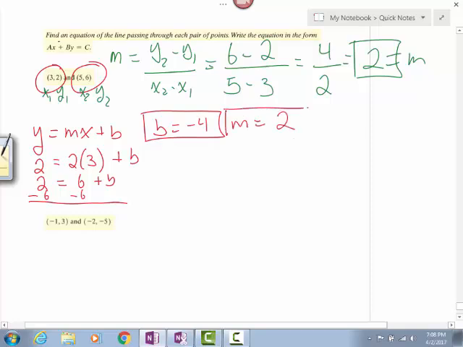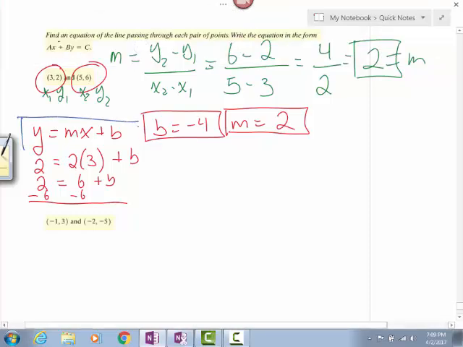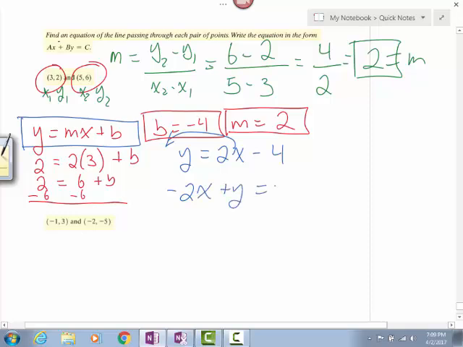So we already know that b equals negative 4. Earlier we found m to be equal to 2. So now again, I want to come back to my equation right here and just fill in my blanks. So y equals 2x minus 4. I need to solve my equation and get the x and the y on the same side. So when we move that 2x over, it becomes negative 2x plus y equals negative 4.